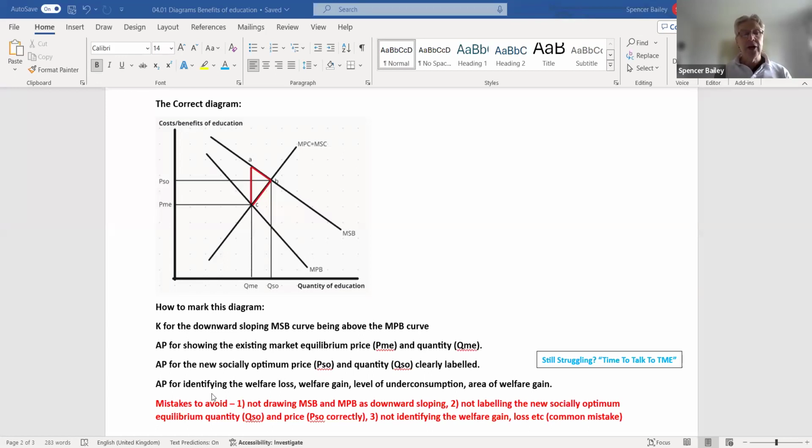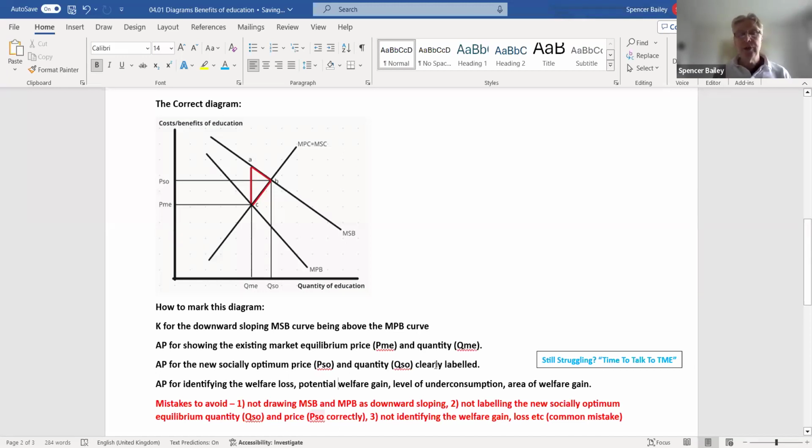Your final mark comes from clearly identifying the welfare loss. Now, I've put a triangle up here, I've called it ABC. So in this case, the welfare loss is ABC because we're under consuming, we're not using enough education. We could also call it a potential welfare gain, and that's a key idea, because that's what society will benefit from having more education. We could also say it's the area ABC, any way of getting that extra mark.